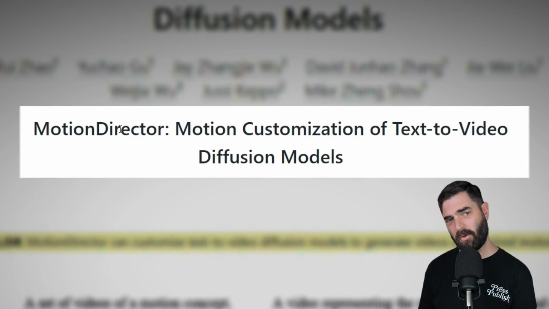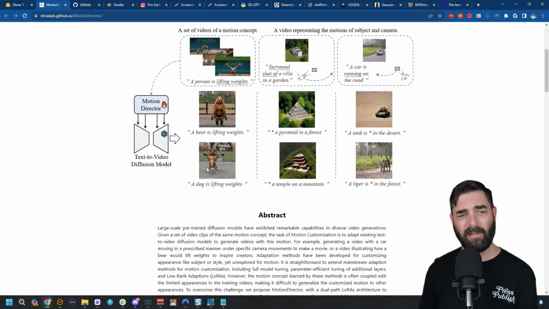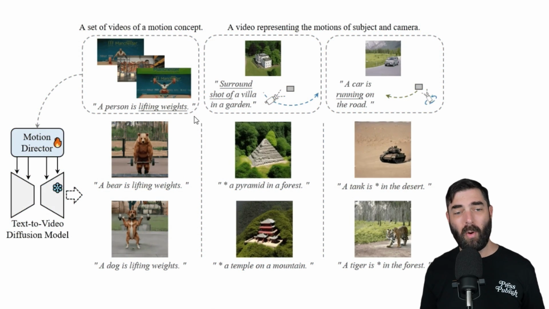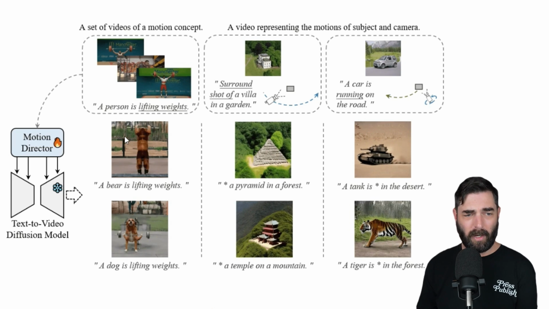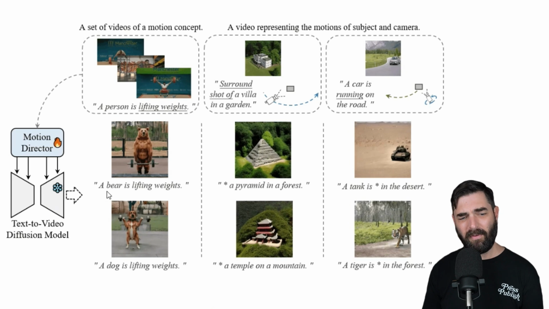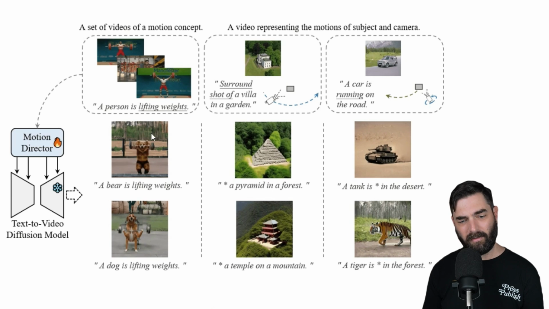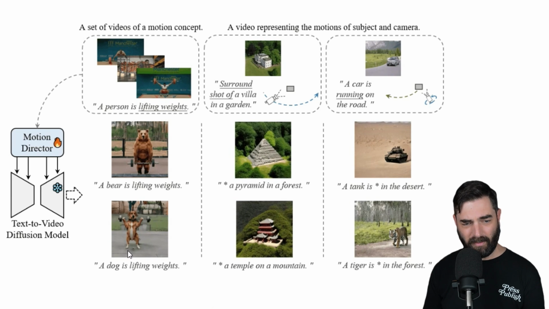Speaking of text to video, we have new research called MotionDirector: Motion customization of text-to-video diffusion models. Now this is really cool because you can actually give it an input video and then have it generate new ideas based on the combination of the input video and your text prompt. So they uploaded a few videos of people lifting weights and then gave it the text prompt, a bear is lifting weights. And you can see here's a video of a bear lifting weights, sort of following the way the video was doing it. A dog is lifting weights. You can see here's the video of that.